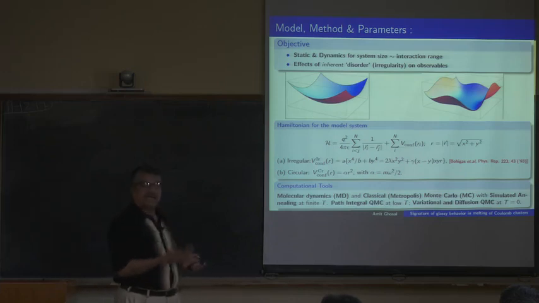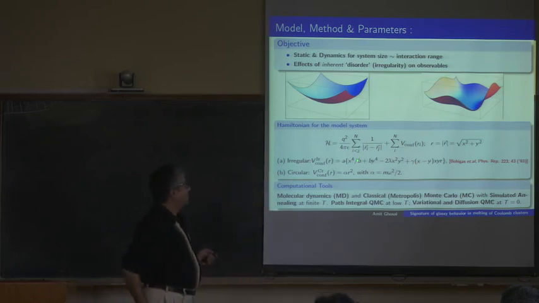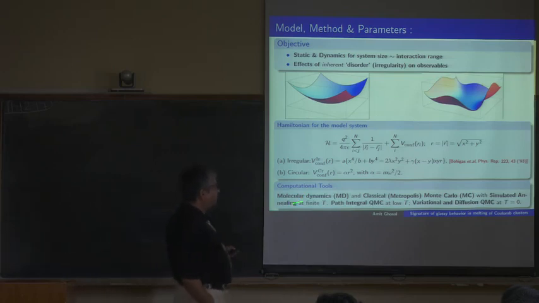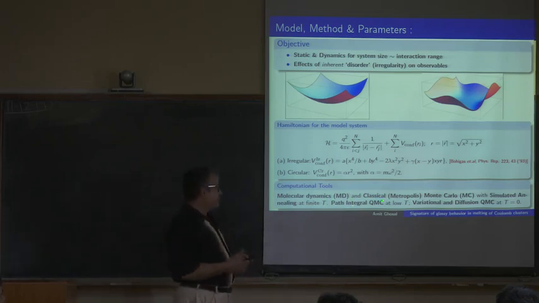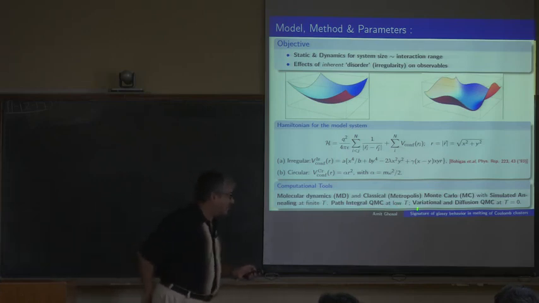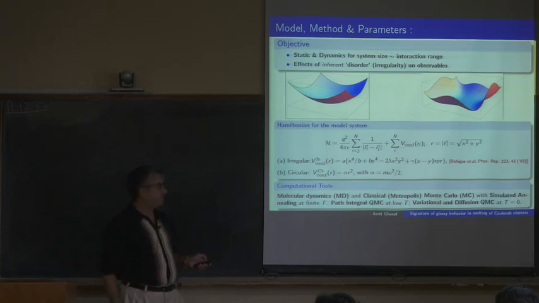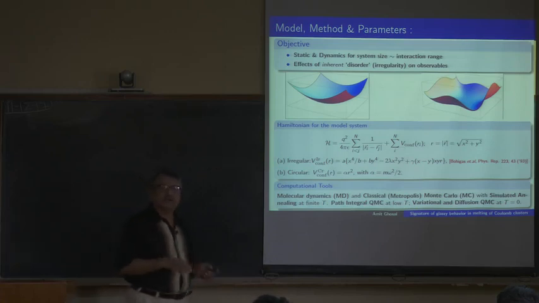So the good thing is that we had this information available, and one has actually looked into various other things with this potential. We can discuss that later. Our computational tools will be classical molecular dynamics and classical Monte Carlo, very standard methods, with simulated annealing at finite temperature. And then for the quantum problem, we have developed, and are in the process of developing further, path integral quantum Monte Carlo at low finite temperature, as well as variational and diffusion Monte Carlo at zero temperature. These are involved techniques, and I'm not going to discuss the techniques as such.